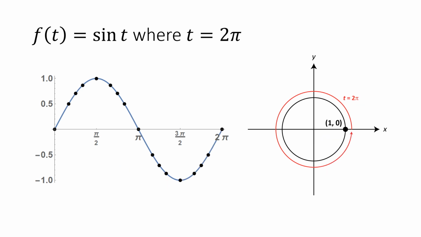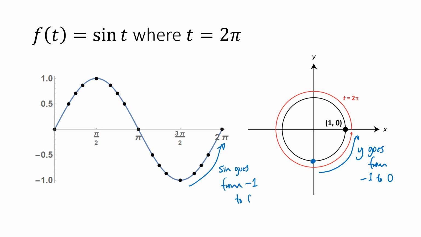And then finally, as I rotate back around to 360 degrees, 2 pi radians, my y value goes from negative 1 back up to 0. And so on my function graph, my sine value goes from negative 1 up to 0. So this is the graph of f of t equals the sine of t.